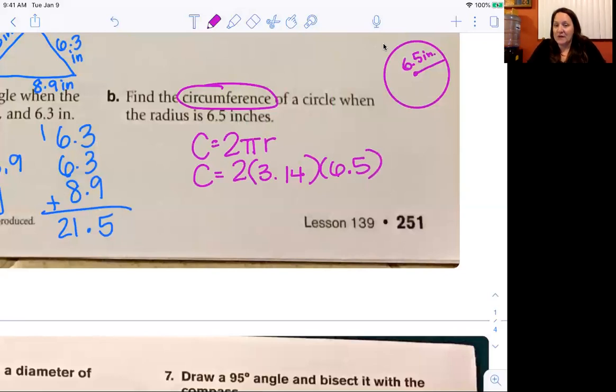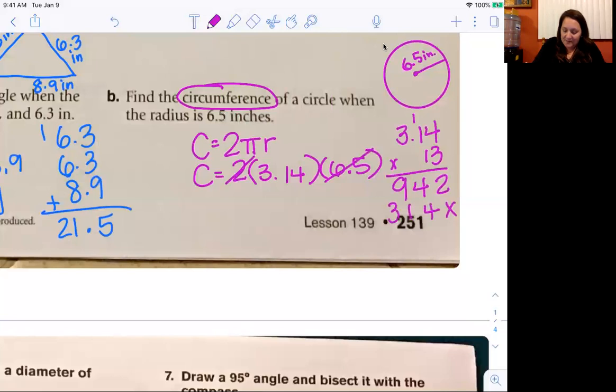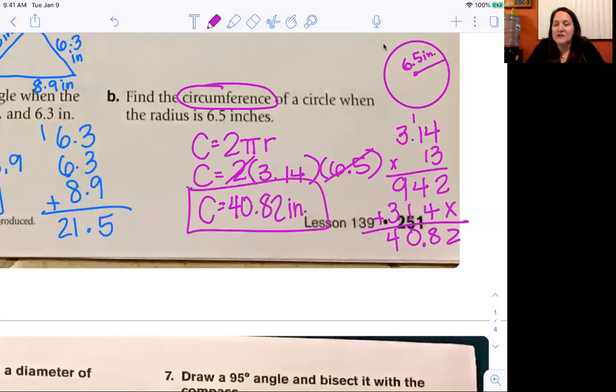Now, you can do this one of 2 ways. You can do 2 times 3.14, which is 6.28, as I've said in past lessons, or you can do 2 times 6.5, which is 13, and multiply that by 3.14. Or you could do 3.14 times 6.5 and then multiply that by 2. I'm going to prefer to do 2 times 6.5, which I know is 13, and then 3.14 times 13. Go ahead and do that multiplying. Check yours with mine to see what you get. Okay, did you get 40.82 inches? I hope you did.